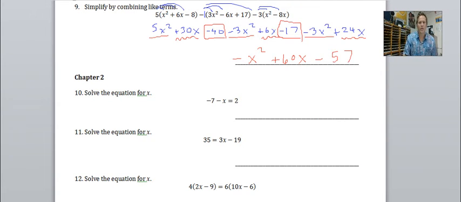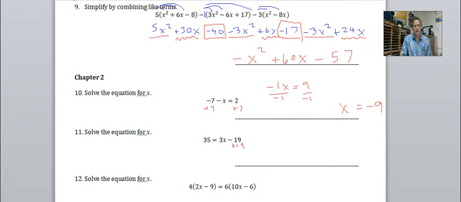For 10, I'm trying to get x to be all by itself. I'm actually solving for x. So first thing I'm going to do is I'm going to add 7 to both sides. We get a negative 1x equals 9, and divide both sides by a negative 1, which means that x equals a negative 9. I do the same thing here.